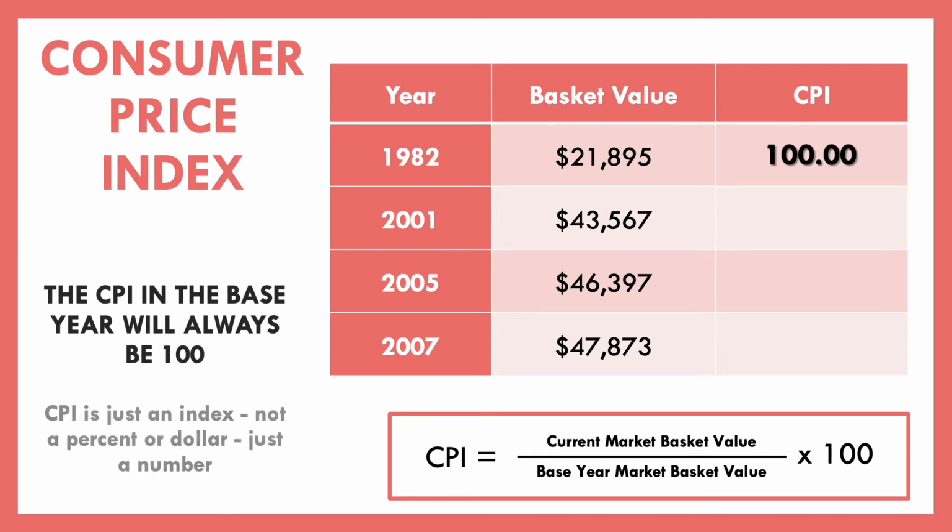And like I said before too, the CPI is just an index. It's not a percent, not a dollar. It's just a number. The CPI for 1982 is 100, and that's it. Okay? Well, let's look at 2001.